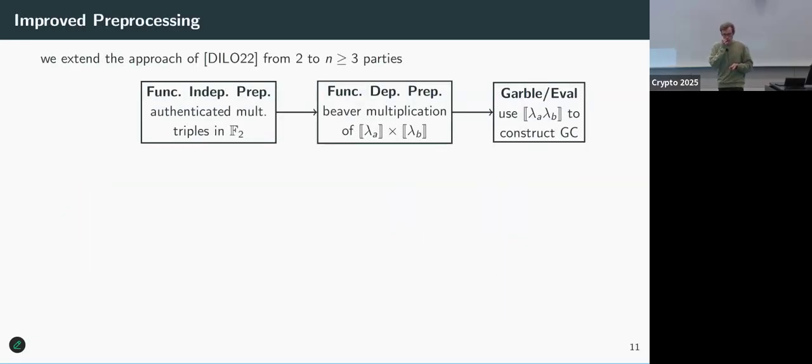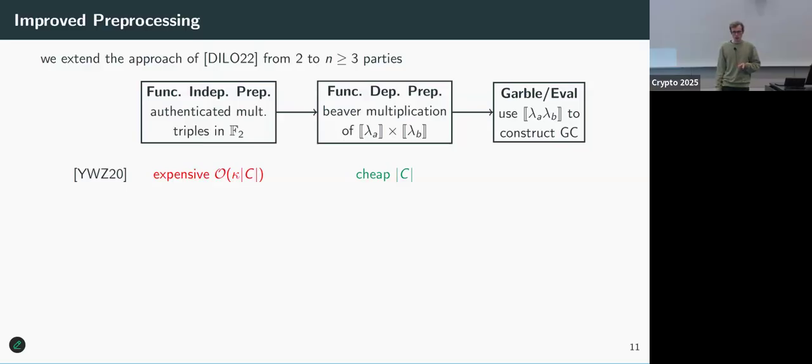Then I will briefly talk about the preprocessing. So in multi-party garbled circuits, the preprocessing can be partitioned into 2 phases, the function independent and the function dependent preprocessing. And in the function independent one, we just generate authenticated bit multiplication triples, which we then later use to multiply the 2 lambda values together, and which one of them depends on how the circuit looks like, or which AND gates interact. And then this product we use for the garbling.